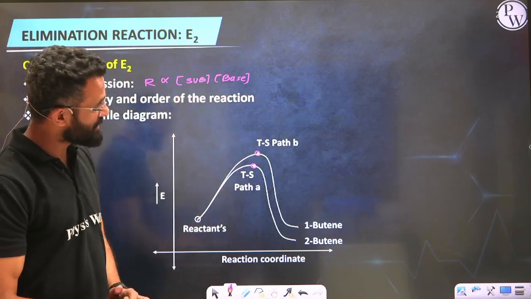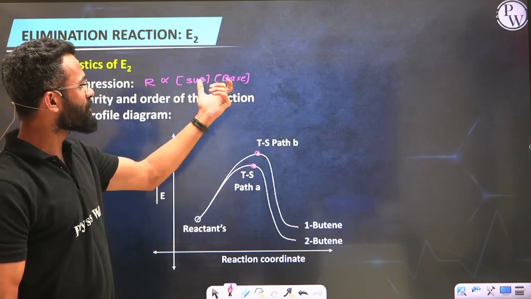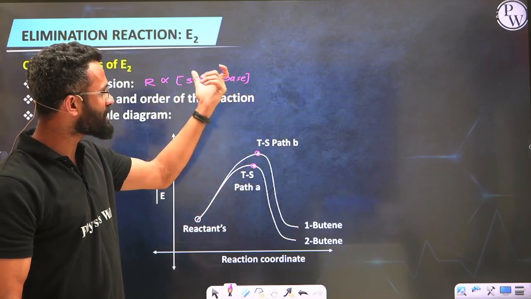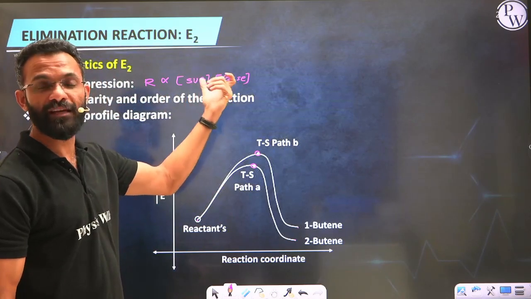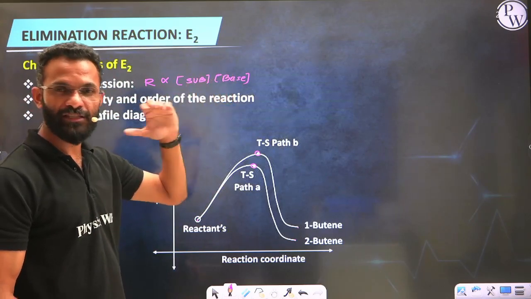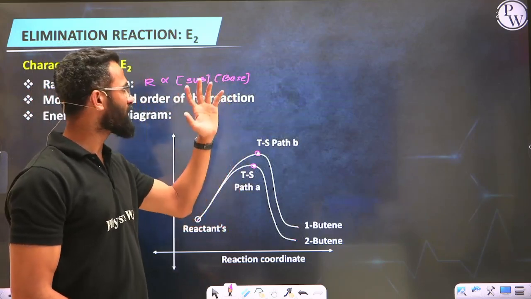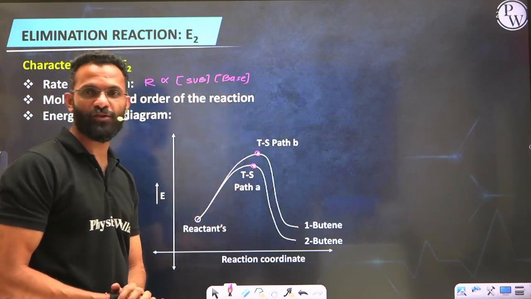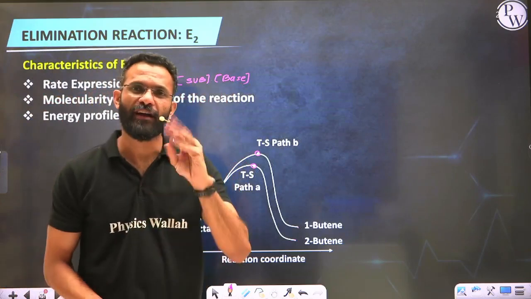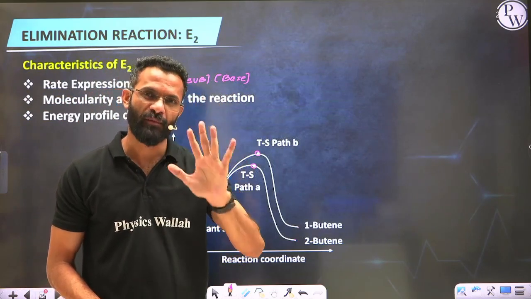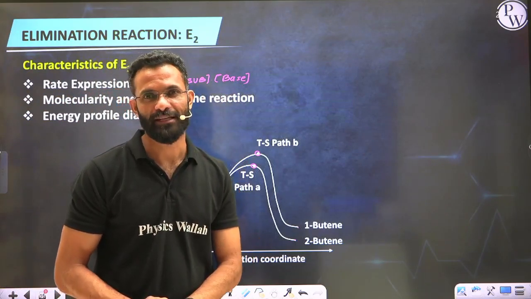That clearly indicates that whenever you need a base, you will always need a stronger base. Because it's a concerted step, the E2 reaction will always take place in the presence of a strong base. And we have listed down 5 important strong bases. Guys, you'll have to remember those 5 stronger bases.